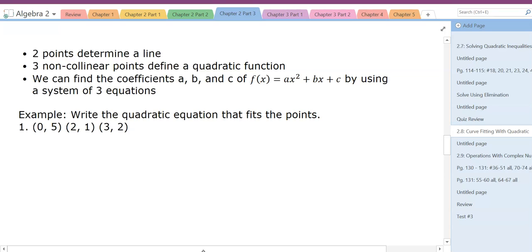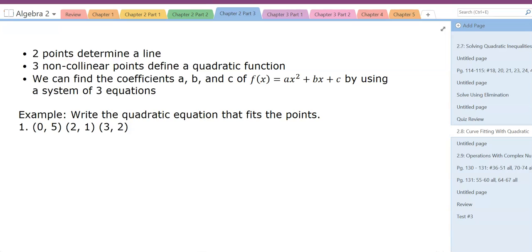So 3 non-collinear points, 3 points that aren't all in a nice straight line, can define a quadratic equation. So we can find the coefficients, the a, the b, and the c, so the numbers that sit in front of your x terms and that constant at the very end, by using a system of 3 equations, like we talked about last week when we were doing the elimination with those 3 variable equations. We're going to do something similar here with these quadratic functions.